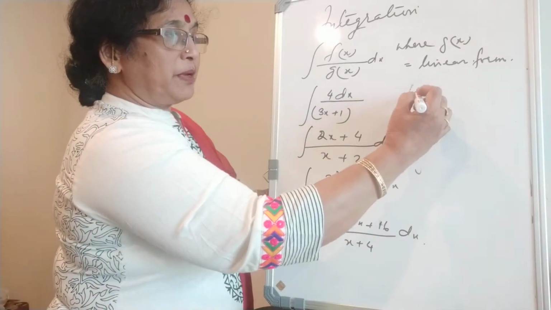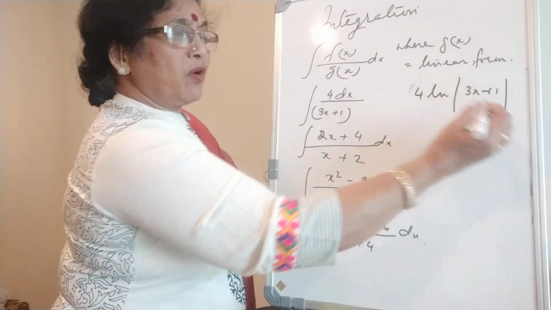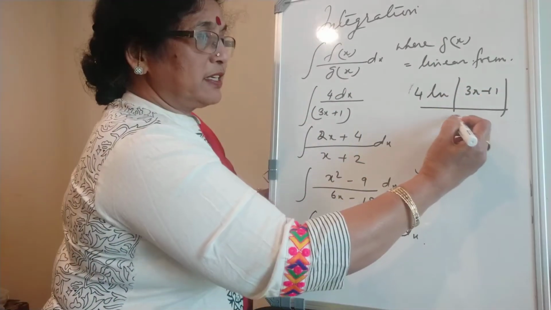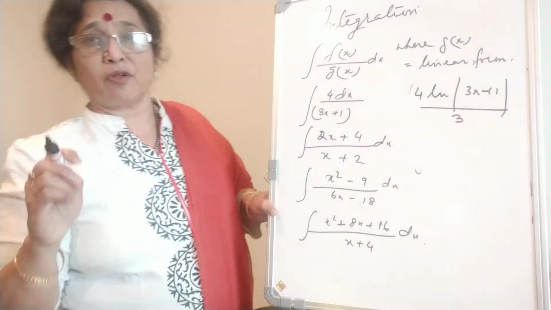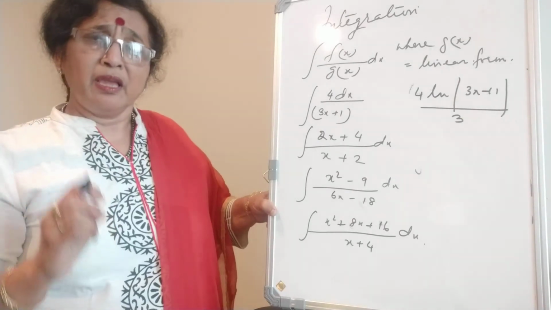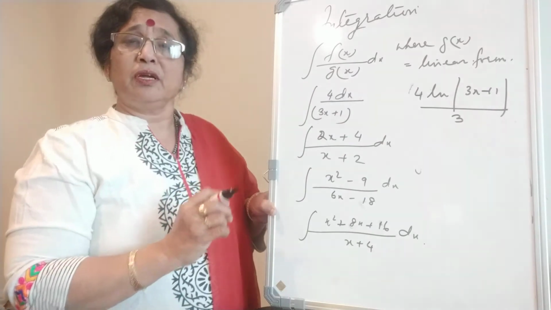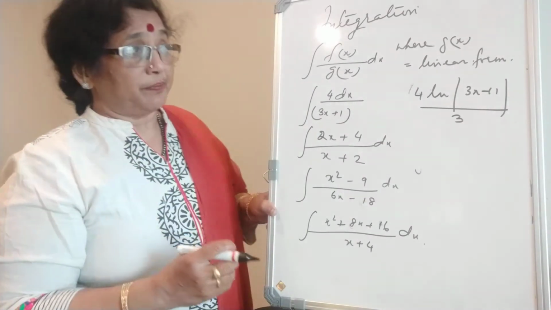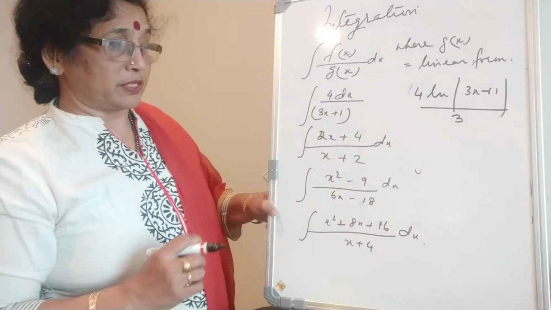So here we copy it and we write ln of 3x plus 1, or log of the modulus of 3x plus 1, and the whole thing divided by 3. Not 3x plus 1 divided by 3. Log a by b is not the same as log a, the whole thing divided by b. These intricate details in logarithms, I can also touch when I do the logarithms chapter. So this is the integration of this.